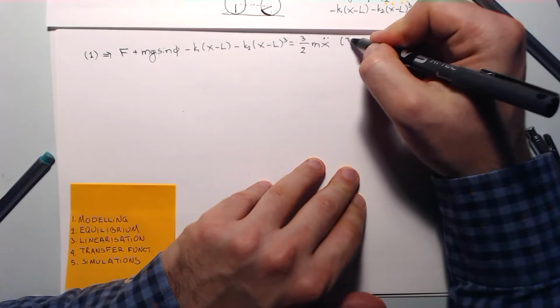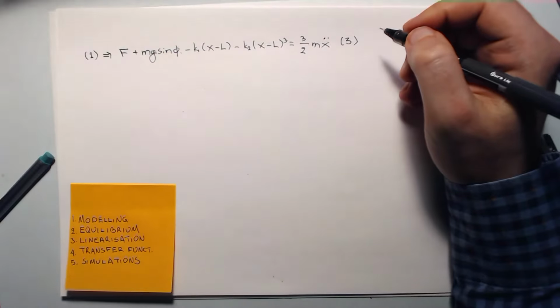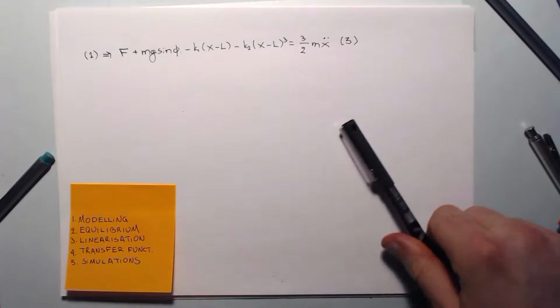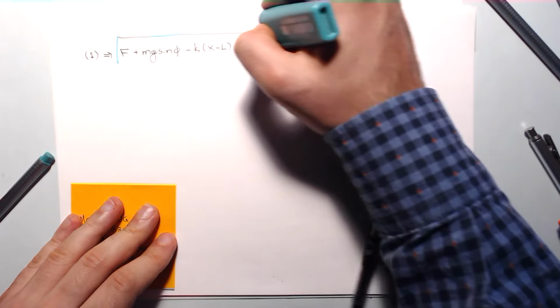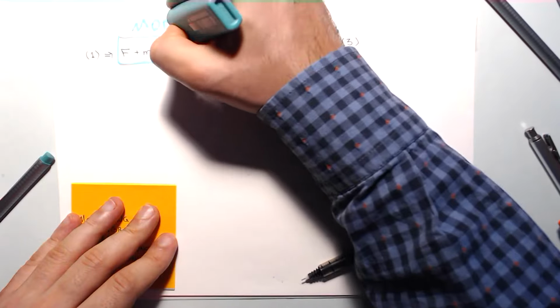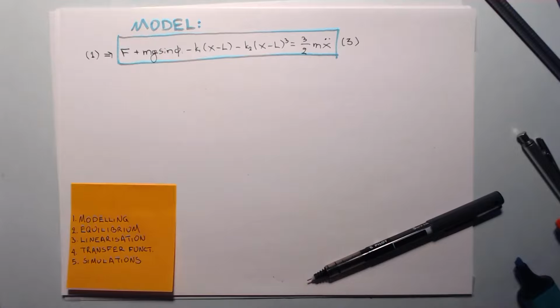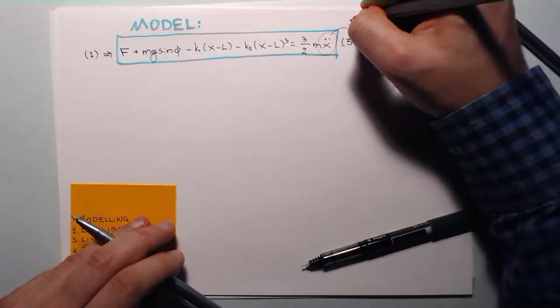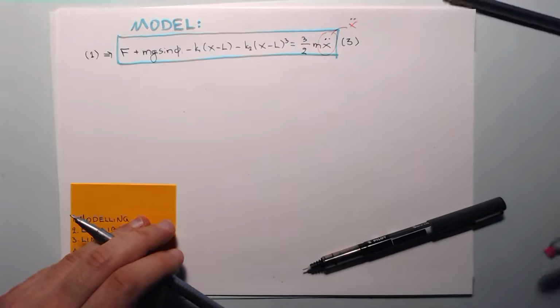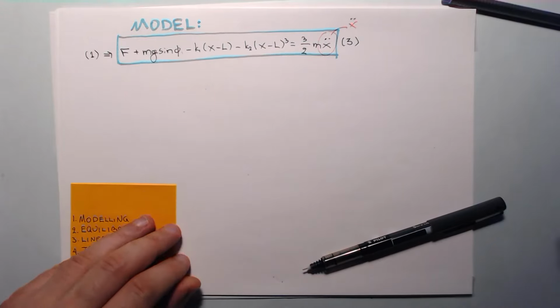and this is equation number 3. And equation number 3 is precisely the model of the system. It is an ordinary differential equation. You see here we have x double dot. It is in fact of the second order. It is not written in a state space representation.